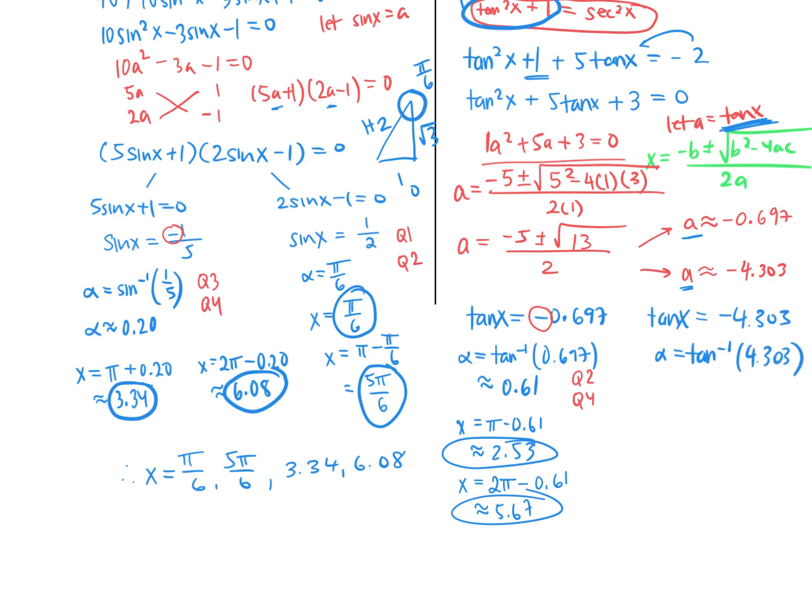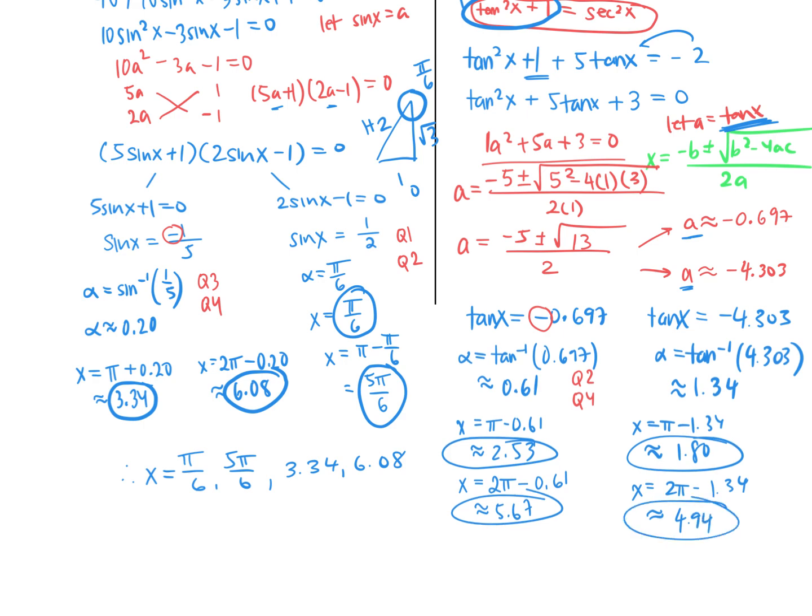Tan inverse of 4.303, and this time for alpha I get approximately 1.34. Same quadrants, quadrant 2 and 4, because I have another negative ratio here. So in quadrant 2, pi minus 1.34, and I get approximately 1.8. And in quadrant 4, I'm doing 2 pi minus my alpha, and I get approximately 4.94. And now I just have to list them all out to conclude my solution here. So therefore x is equal to, and I'm just going to go in order here: the 1.8, then the 2.53, then the 4.94, and the 5.67.